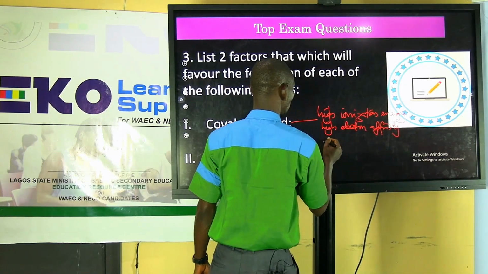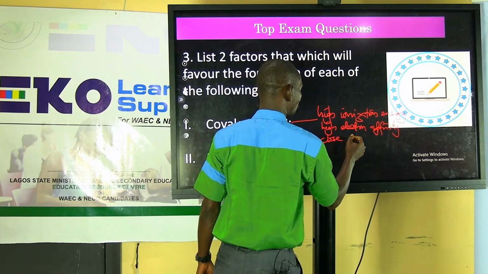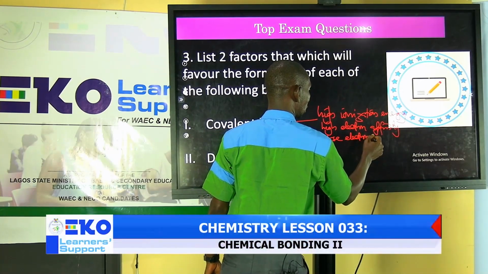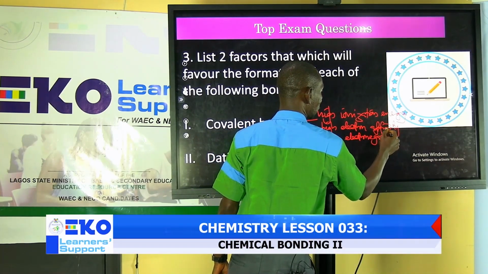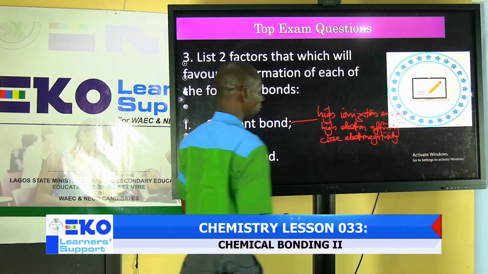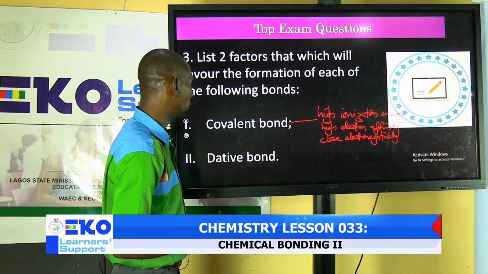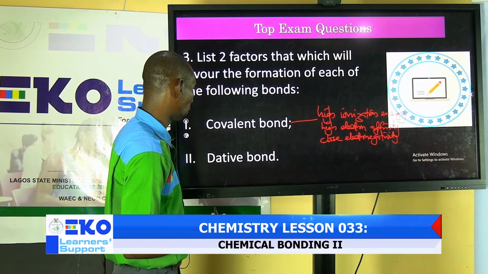You can also have close electronegativity values of the atoms. Closeness of the electronegativity values. Any of these would be marked correctly.